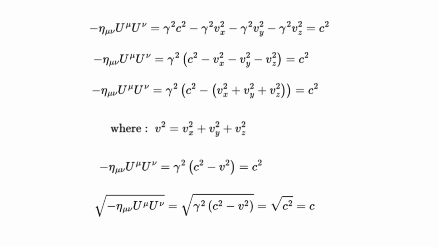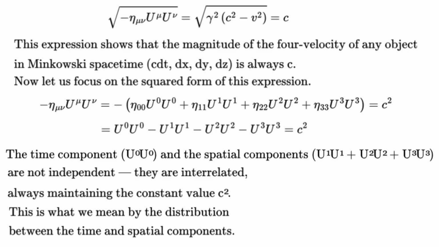The calculation steps are displayed here. Please pause and proceed at your own pace. This expression shows that the magnitude of the four-velocity of any object in Minkowski spacetime, c dt, dx, dy, dz, is always c. Now let us focus on the squared form of this expression.